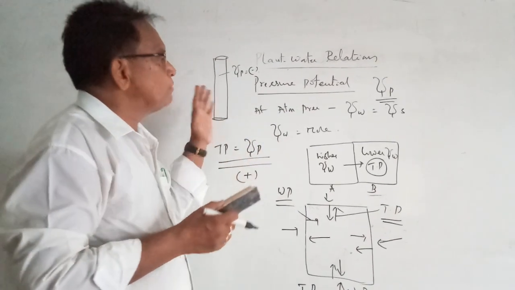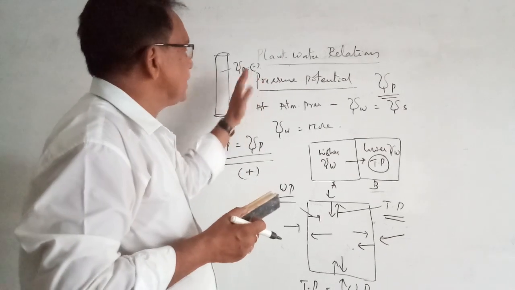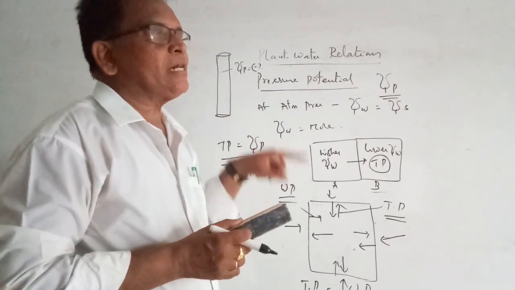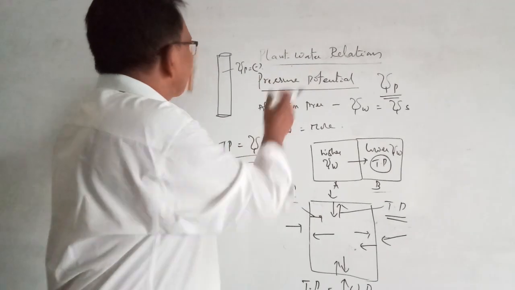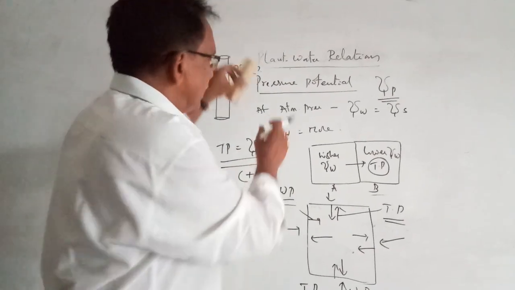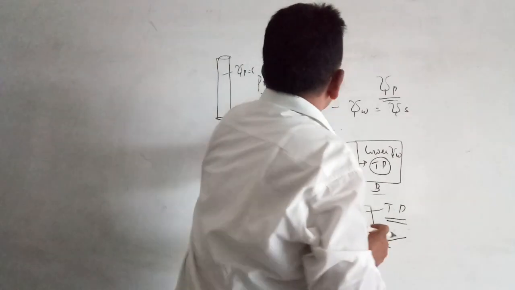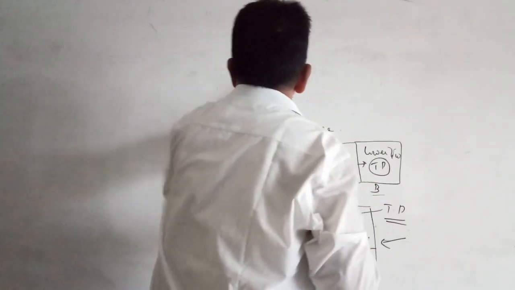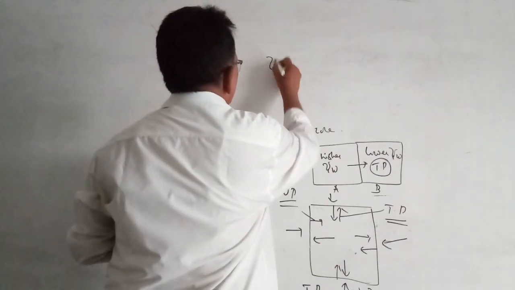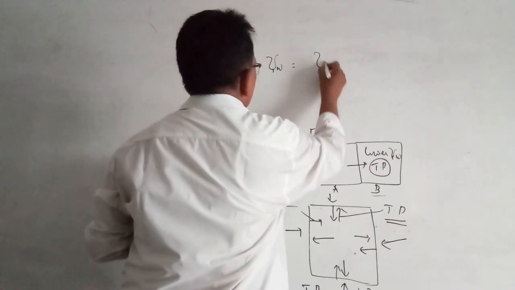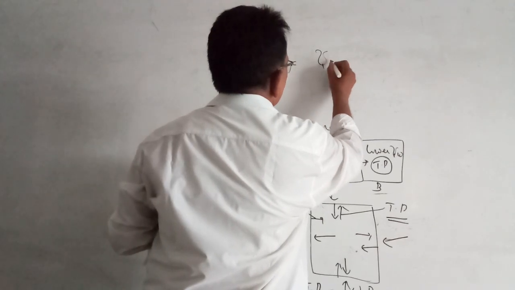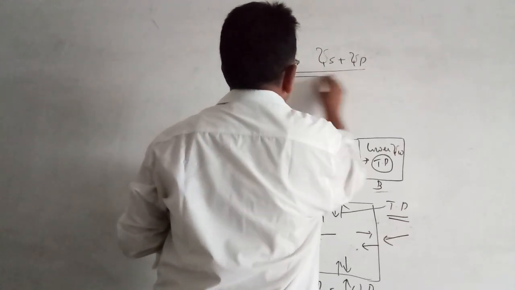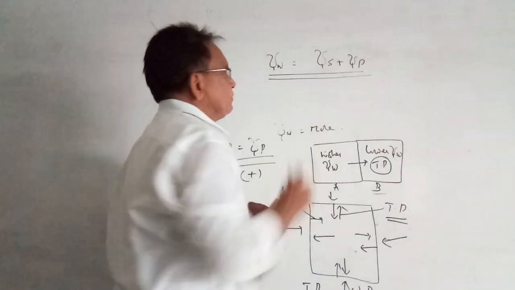So we can construct a formula for all these three. These three are essential for the absorption of water, and that can be represented by this equation. The equation is as follows: psi W is equal to psi S plus psi P. This equation is very important.